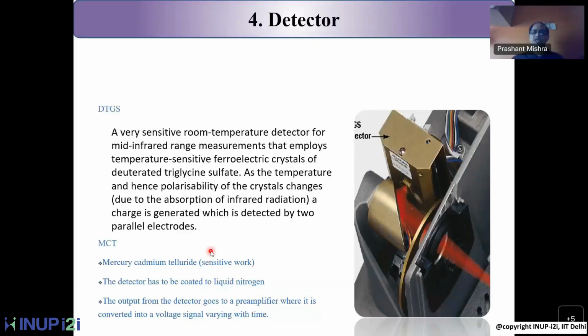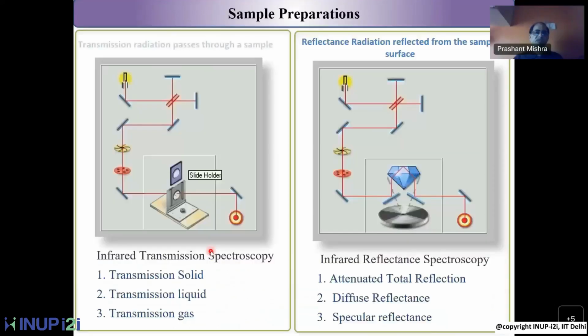So if you need high sensitivity, your detector requires cooling, and that is where the detector has to be cooled with liquid nitrogen. During the experiment, you fill it with liquid nitrogen, and for a couple of hours it will remain cooled, and that is where you can take your spectrum. The output from the detector goes to a preamplifier, where it is converted into a voltage signal varying with time.